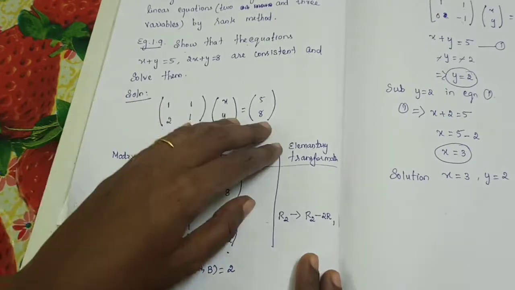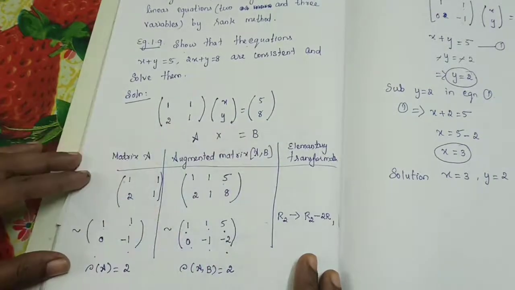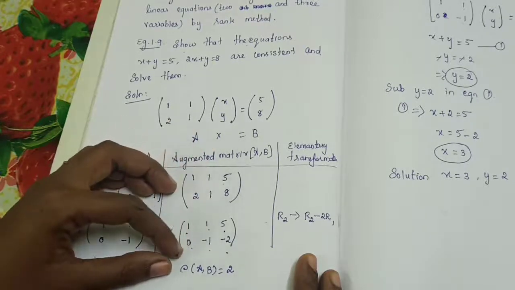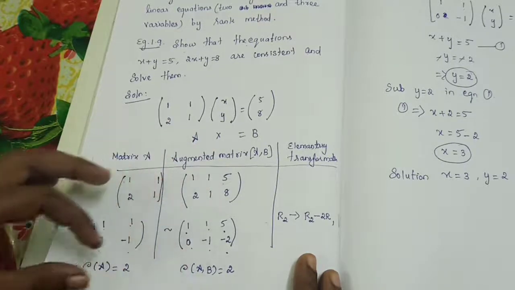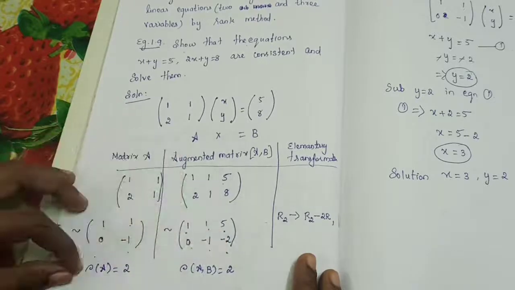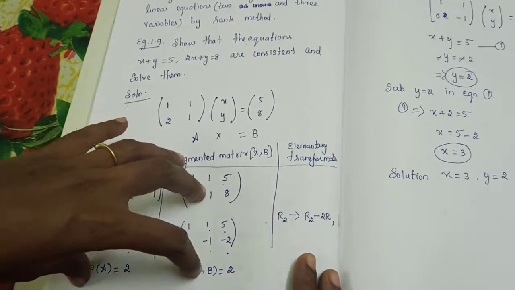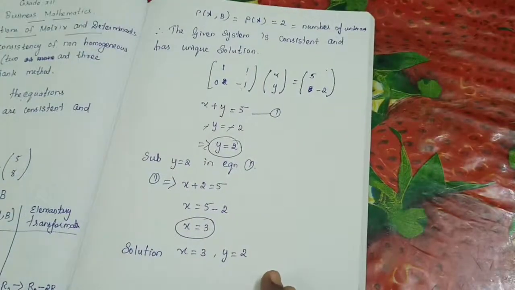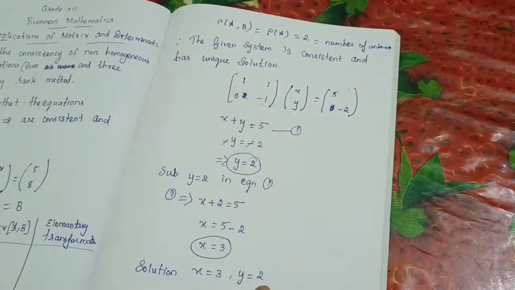First you need to write it in the form AX equal to B. Next, take matrix A separately and change it to echelon form. Then the augmented matrix AB, this also to echelon form. Afterwards, the rank of A is equal to the rank of A comma B, and both values are also equal to n. Therefore the given system is consistent and has a unique solution. Unique solution means only one solution.